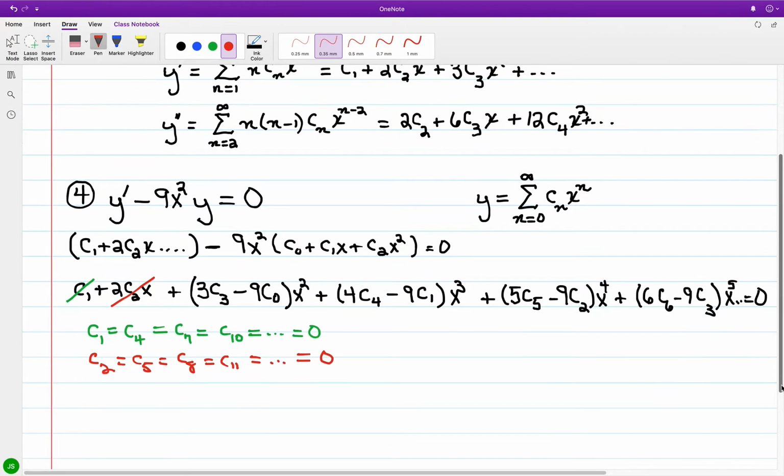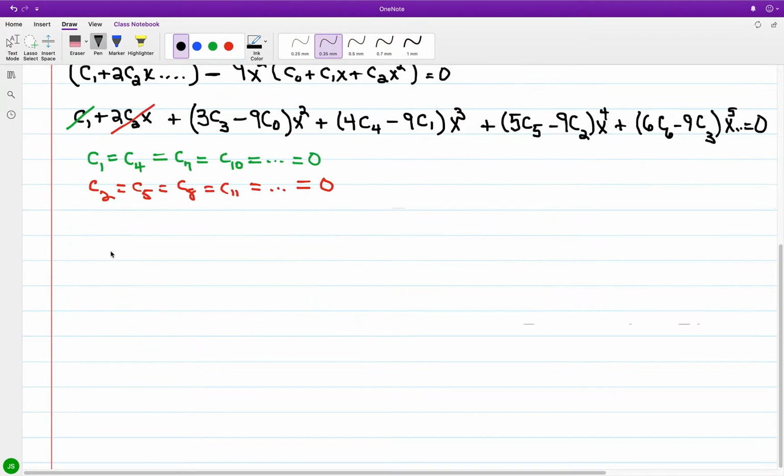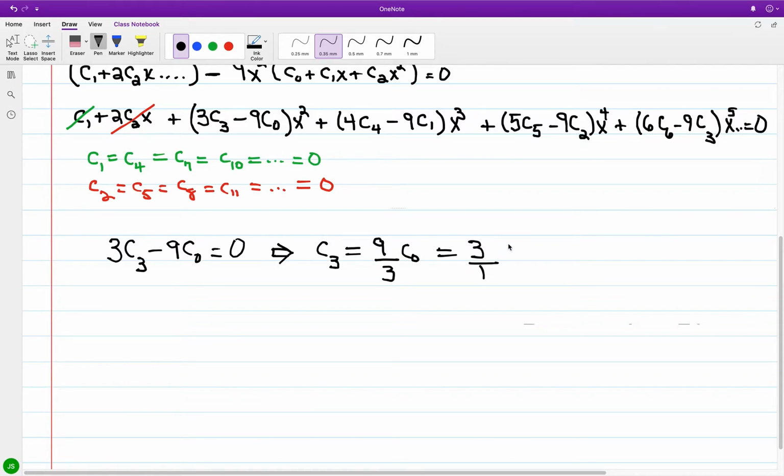Now, where we have the non-negligible pairings to occur, we have 3c of 3 minus 9c of naught is equal to 0. And if I put c of 3 in terms of c naught, I have c of 3 is equal to 9/3 of c naught. And we'll say that we have 3 over 1 c naught. So I'll say that I have 3c naught over 1 factorial.